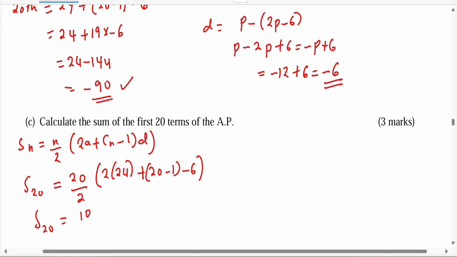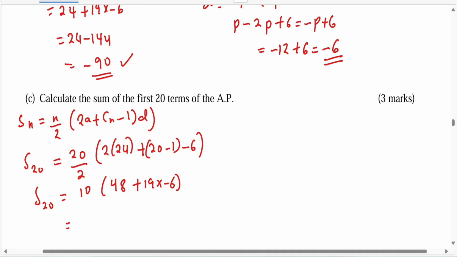So 20 divided by 2 is 10. 24 times 2 is 48. Plus 19 times negative 6, which is negative 144. So equal to 10 times 48 minus 144, negative 96. So 48 minus 144 times 10, which gives us at the end of the day, negative 960. So that is your sum.